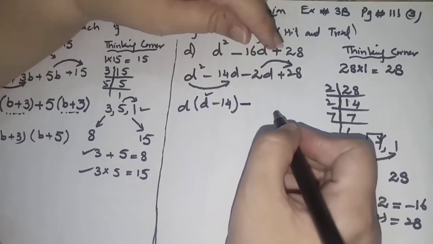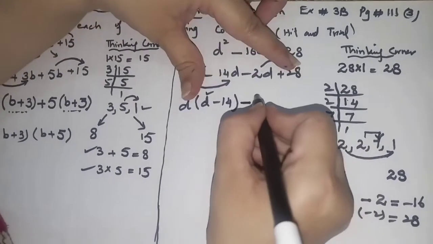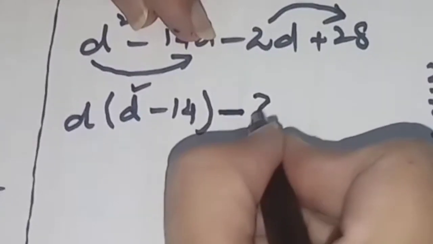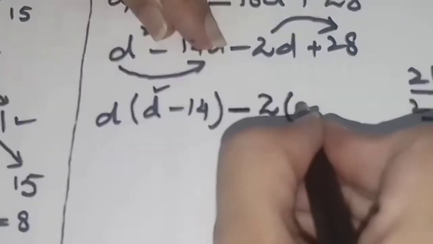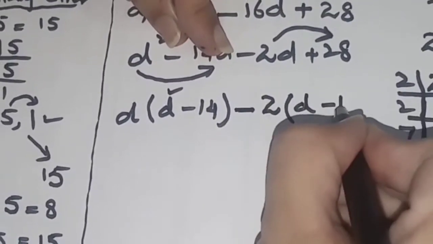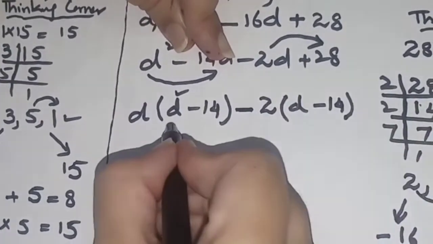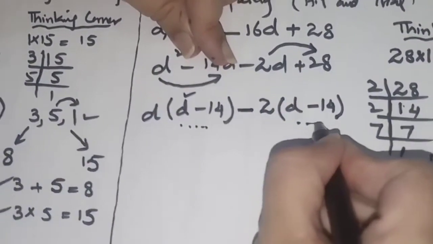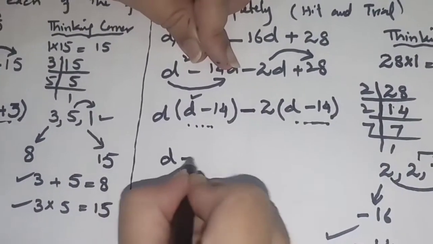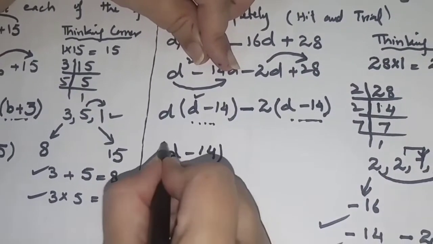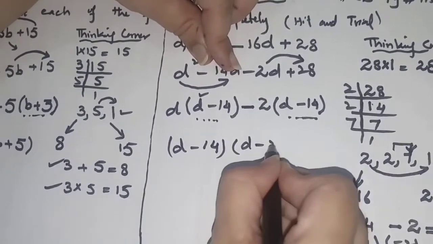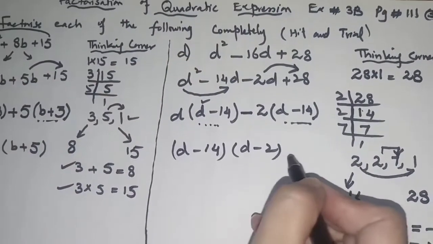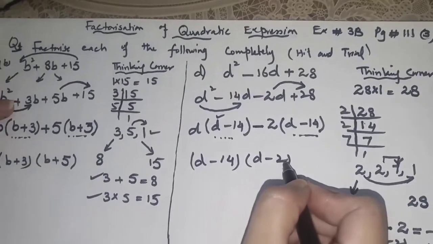Table of 2 can give me how many times 28? That I have to think. I will be taking minus 2 out, and then d and minus 14. Now again look, this is the common group, this is a common group. It will be extracted out, d minus 14 and d minus 2. Okay, I hope you are clear about these two questions.